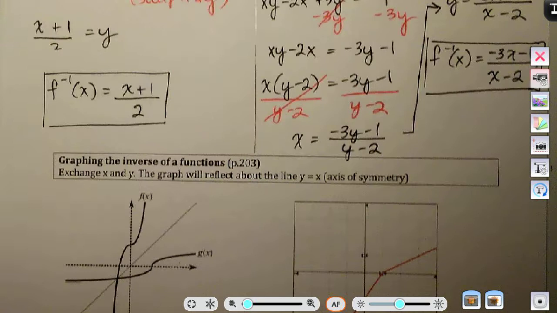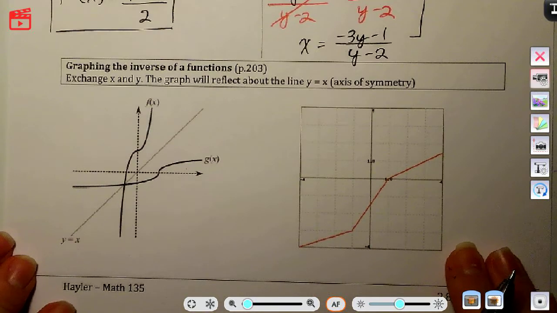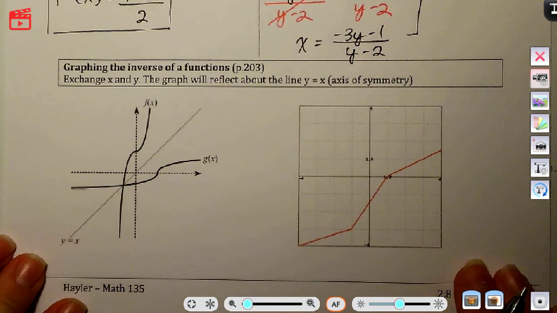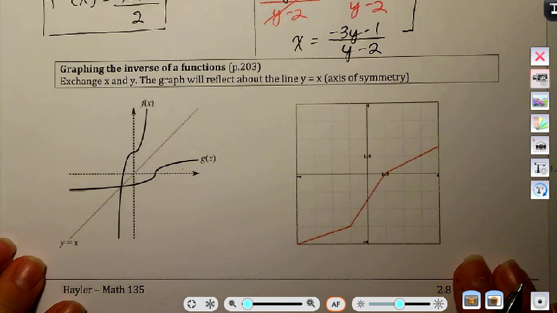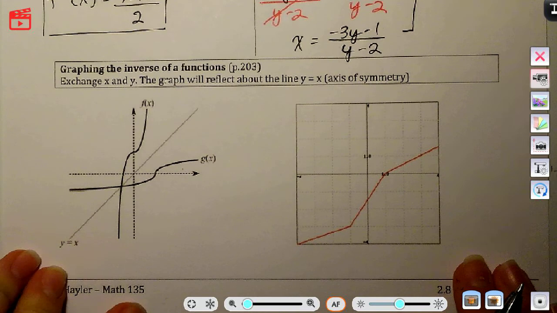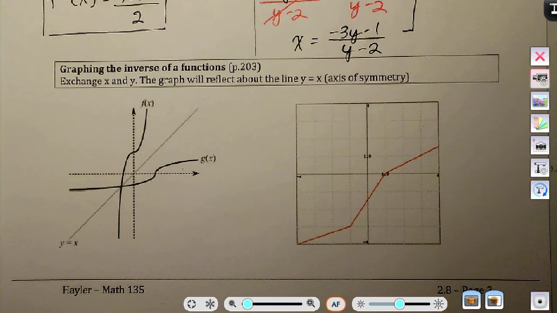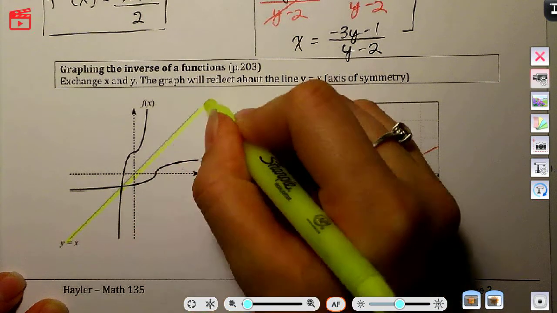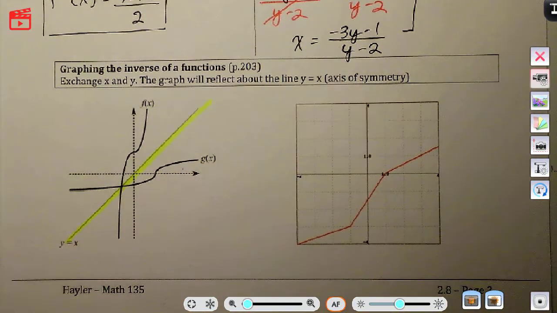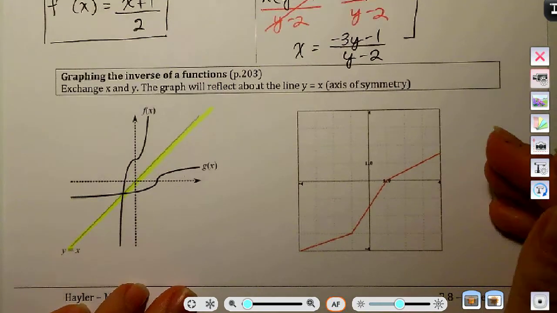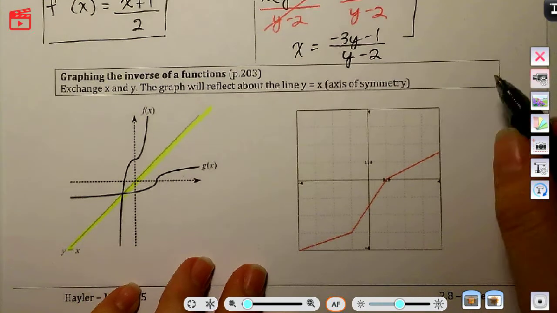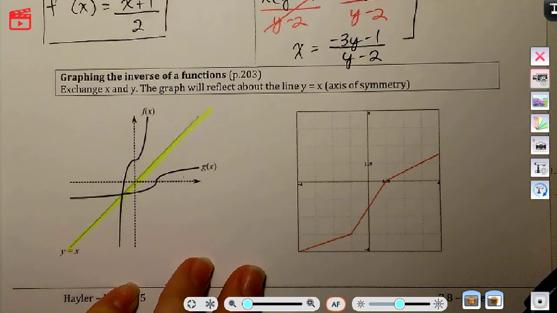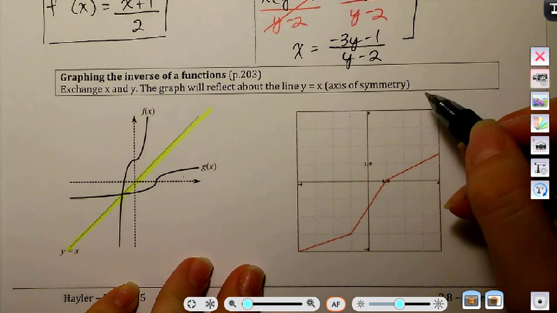Okay, the last piece. Graphing the inverse of a function. Our plan is to exchange the x and y values, and the graph will reflect about the line y equals x. Axis of symmetry. So the line y equals x, right there. Axis of symmetry. So first things first, I like to go ahead and draw in my axis of symmetry.